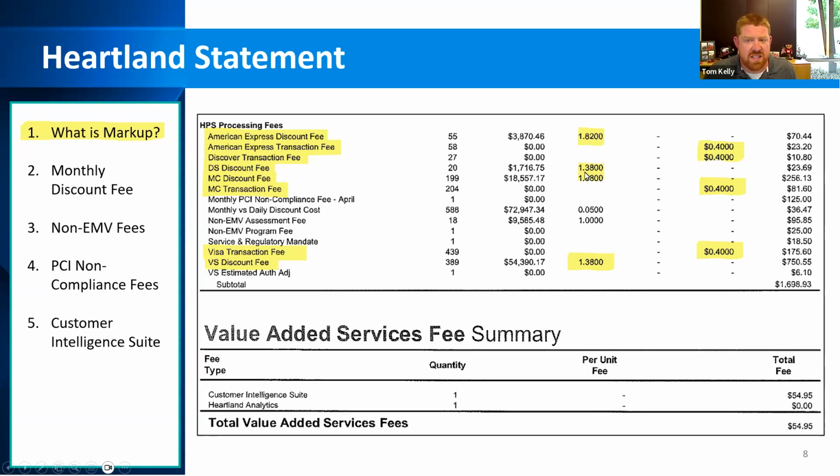One thing you notice here is Discover, MasterCard, and Visa are all 1.38. This is something where American Express has the reputation that they are more expensive than other card brands. And that is true from an interchange or from a card brand fee standpoint. But sometimes what processors do is they kind of take that reputation and then charge additional fees because of that. So there's no need to charge an additional fee or a higher fee on the American Express, but that's just something that we do see out there.